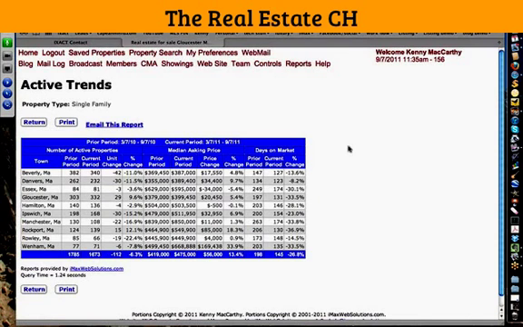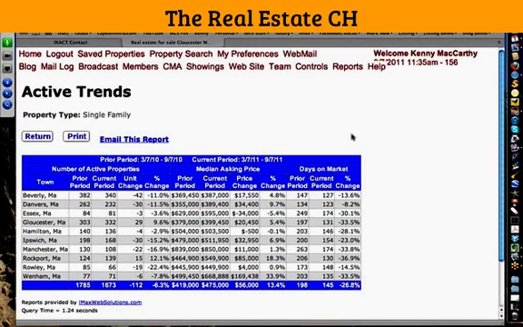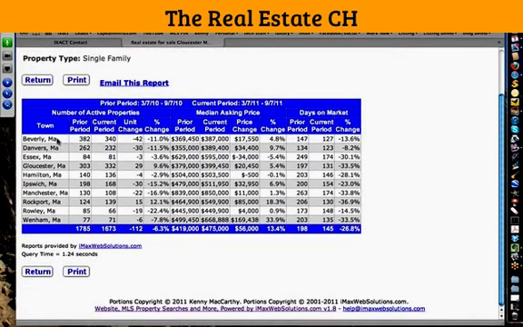Again, let me make this a little bit bigger for you. It's going to show us each individual town that I checked off, as well as the totals down the bottom here, the accumulated data. And this is the big overview.